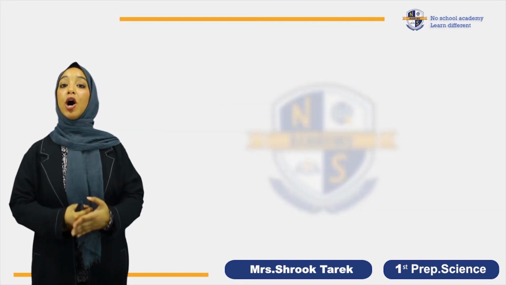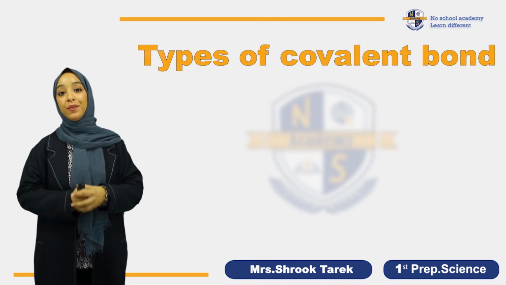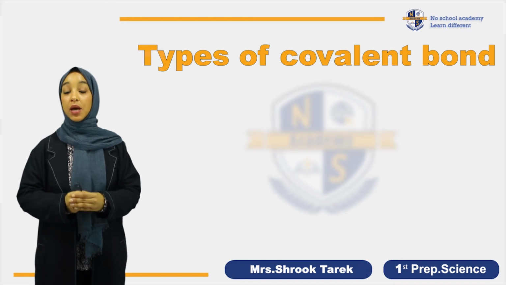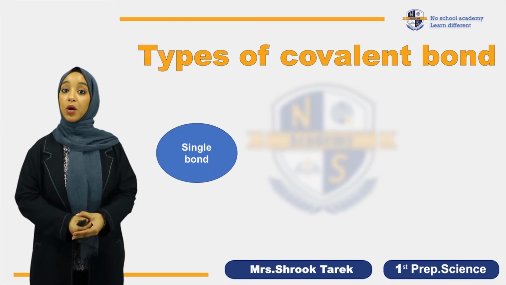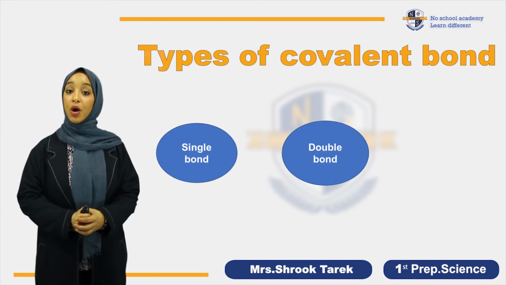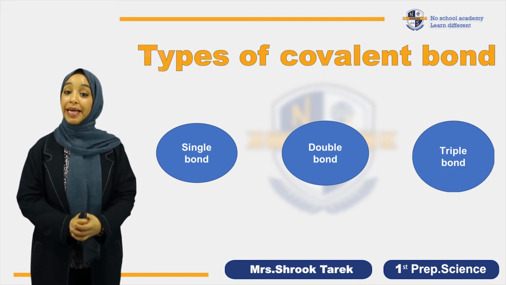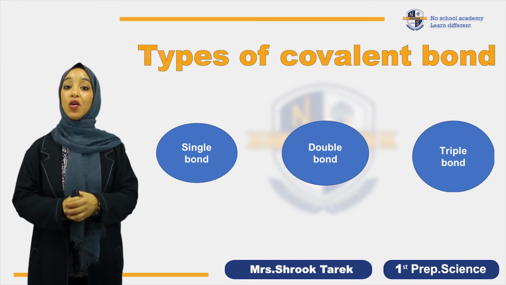آخر جزء بيتكلم أكتر عن ال types of covalent bonds. طيب هو أنا عندي أنواع ل covalent bond؟ Yes. I have a single covalent bond, a double covalent bond, and a triple covalent bond. طيب خلينا نتكلم عن ال single covalent bond.